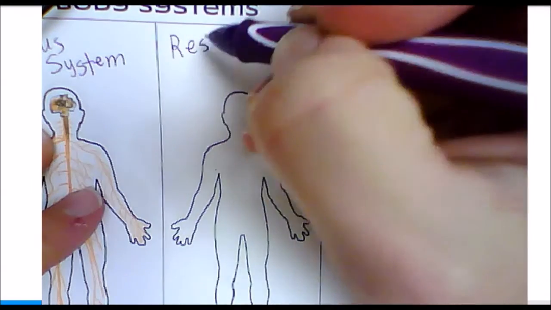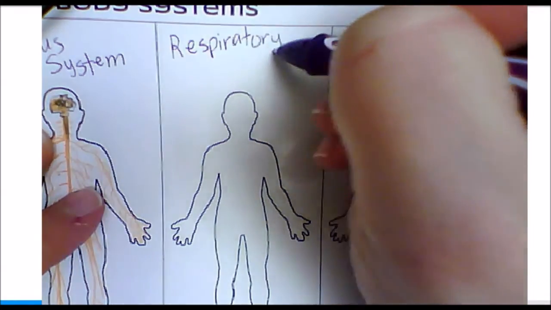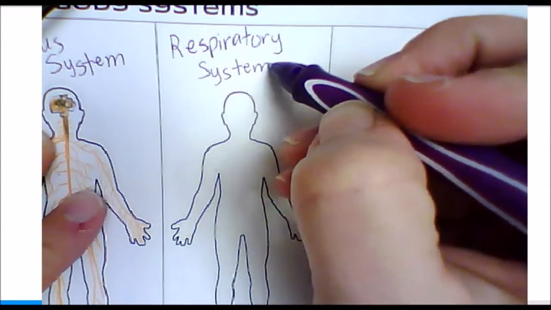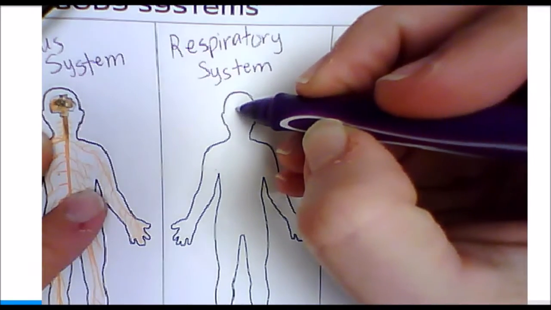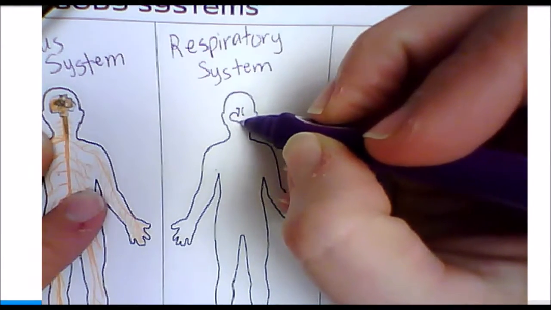So, here the respiratory system, R-E-S-P-I-R-A-T-O-R-Y, respiratory system. Here I'm going to start with the nose, and I'm just going to draw a regular sized nose.